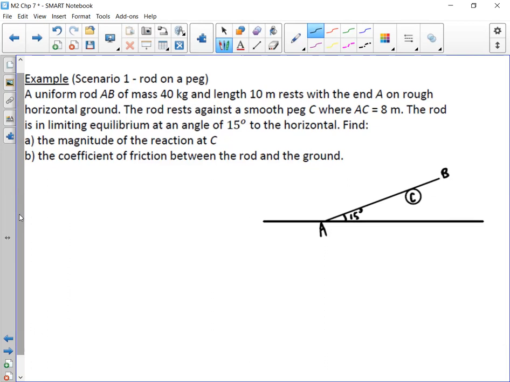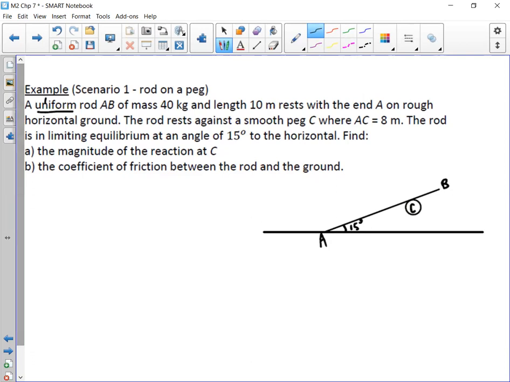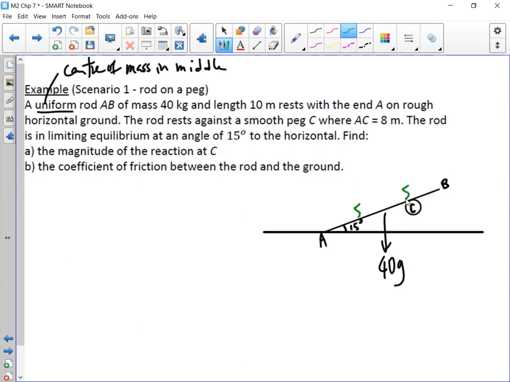A uniform rod, so we know what uniform means. Uniform means center of mass in the middle, right? Of AB has mass 40 kilograms. So we can sort of draw a diagram in here. We can draw a draft one. There's a draft for 40g in here. We know it's right in the middle, 10 meters. So that's 5, that's 5. We can do a proper one later, next time, after this.